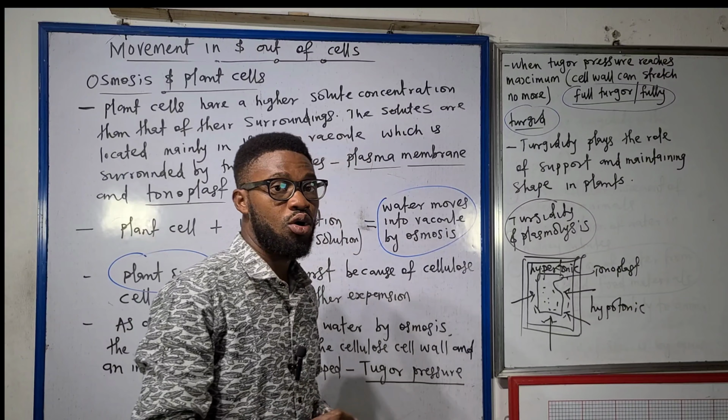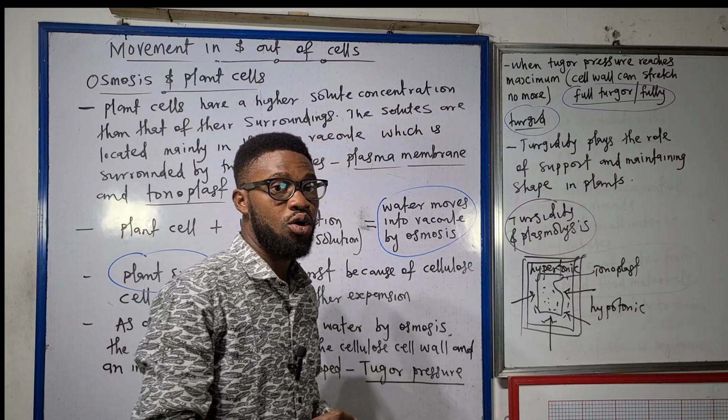So does it mean that the plant cell is going to continue to swell indefinitely? No. As the plant cell swells, a stage is reached where the cell wall cannot expand again, cannot accommodate more swelling. At that point, we talk of a full turgor, or we say the plant cell is fully turgid. At this situation, the plant cell cannot take up more water. It means that the cell wall cannot stretch further. The plant cell does not burst because the cellulose cell wall resists further expansion.